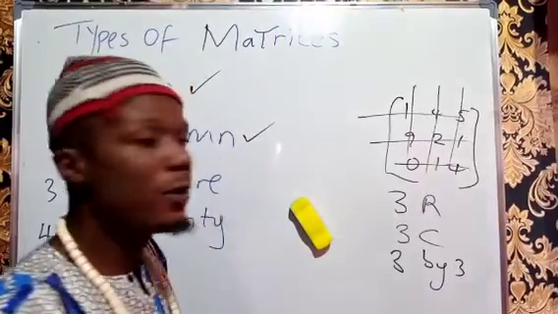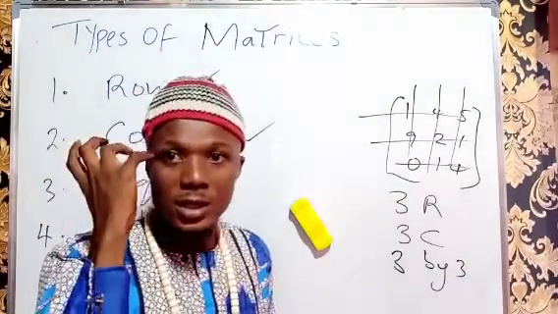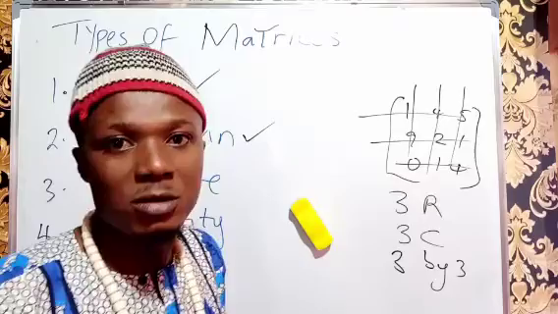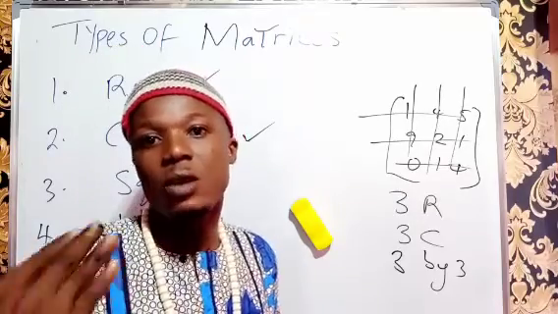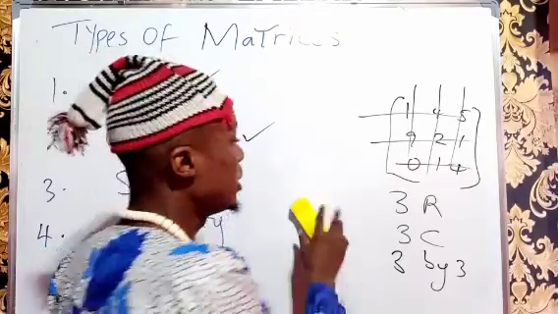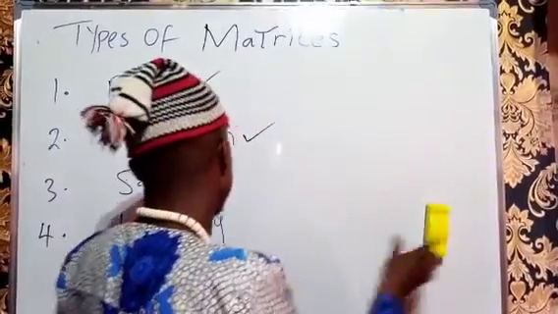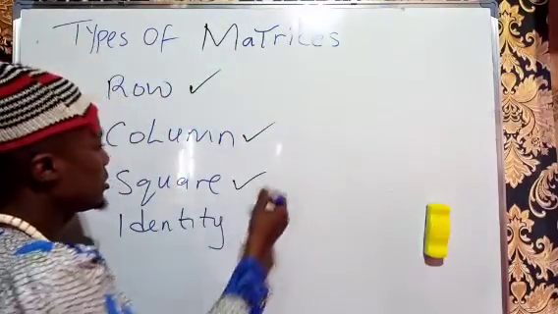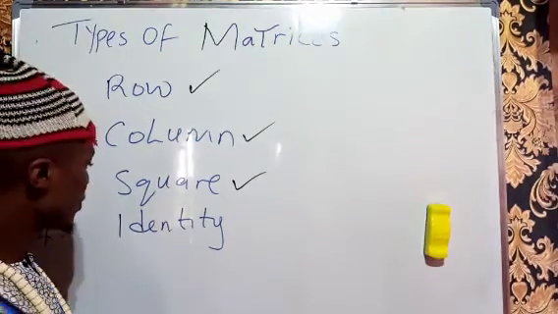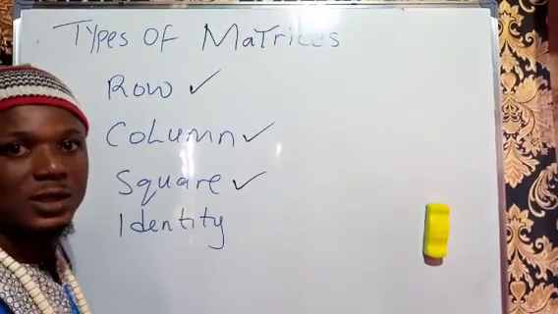So the key point here is for you to note down that whenever you talk about a square matrix, it is just a matrix having equal rows and columns, be it 2 by 2, 3 by 3, 4 by 4, as the case may be. So we've successfully discussed the square matrix. We still have the identity matrix.